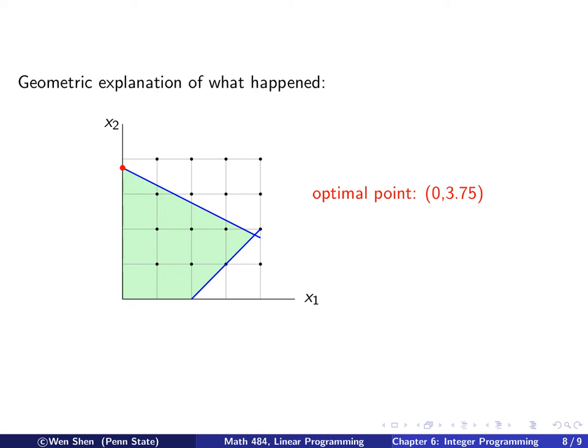Okay, so from the example that we did, just looking at the tableau and all that, it probably doesn't give us a very clear idea of what the algorithm is doing. It would be nicer to understand at least why this is called cutting plane. Okay, so now we go through a geometric explanation of what happened there. So here is the problem. We draw the picture. So x1, x2 here, and the two constraints, the boundaries are here, and then the green is the feasible solution. I encourage you to work out the details to make sure I did this right. And then you find out that this vertex is the optimal point with 0 and 3.75. And then we see that this is not an integer.